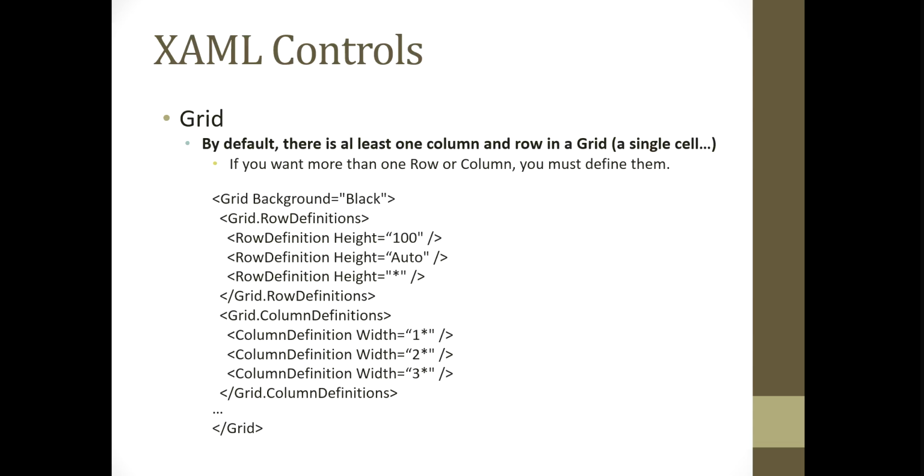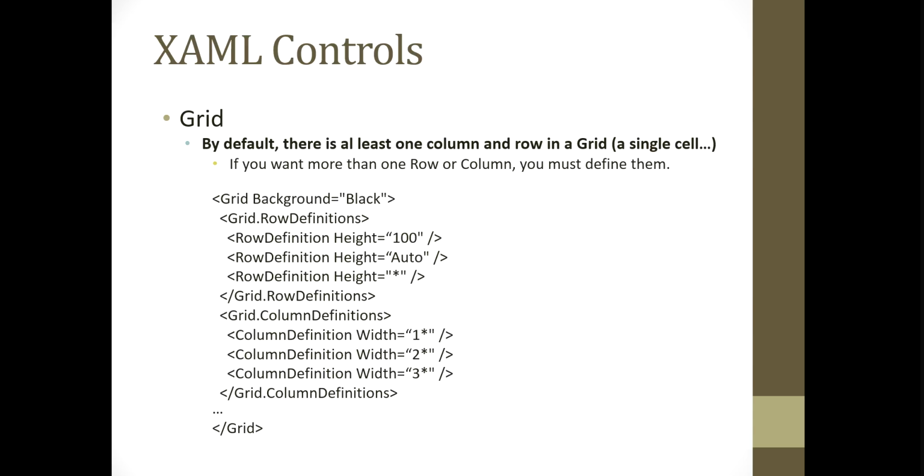Okay. So grids are usually the first thing you see. But it's a little confusing because it's not like any grid you've probably used in other environments. By default, there's at least one column and row inside a grid. So a grid is a single cell until you add anything more to it. There is actually a default column and a default row, indexed from 0. So anything you just throw on the grid, you're throwing it all in one cell, if you don't define anything else.